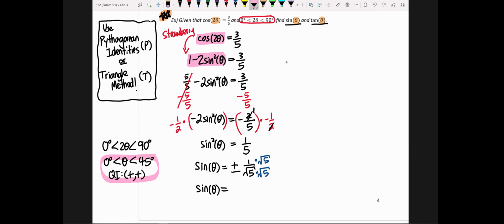We have to be careful here because they give us the quadrant for 2 theta, and we have to determine the quadrant for theta. So here theta is in quadrant 1, which means that all 6 trig functions are positive. So sine of theta is positive root 5 over 5.